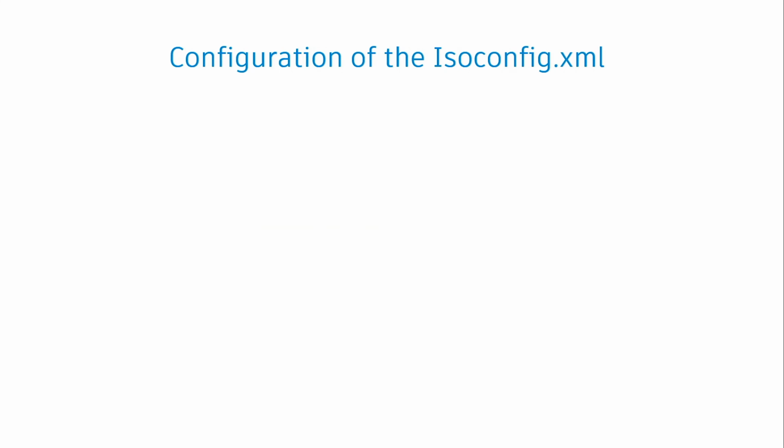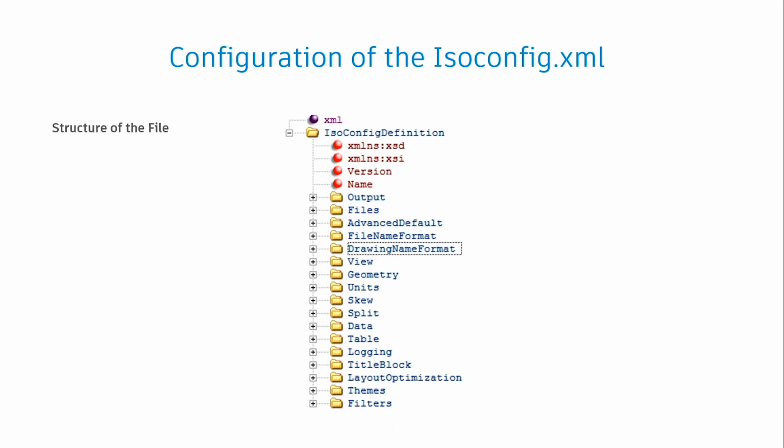The isoconfig XML file is really a large file. Without any configuration of this file, you will note nearly 3,500 rows. If you do not understand the structure of this file, you are lost. So let us talk about the structure of this file. Just a short side note, use a good XML editor like XML Notepad to edit this file. Otherwise, you won't be happy.